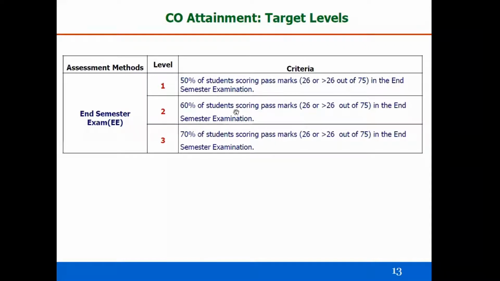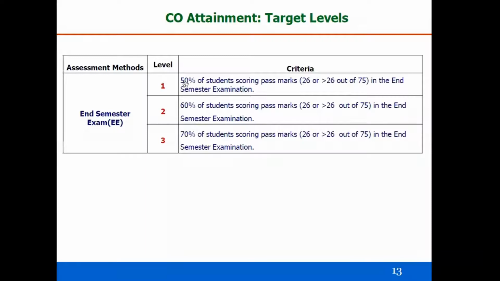Then 60% of students scored 26 and above in the end exam, then the level is 2. Then 70% of students scored 26 and above, so then the level is 3. So it depends on the subject average result.